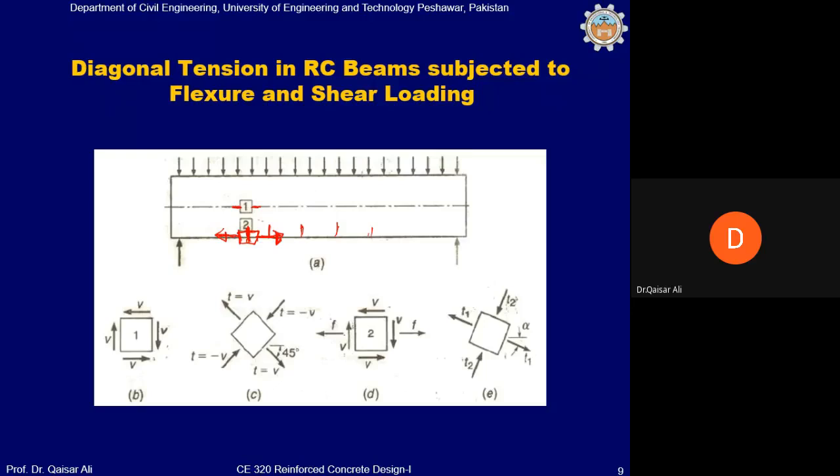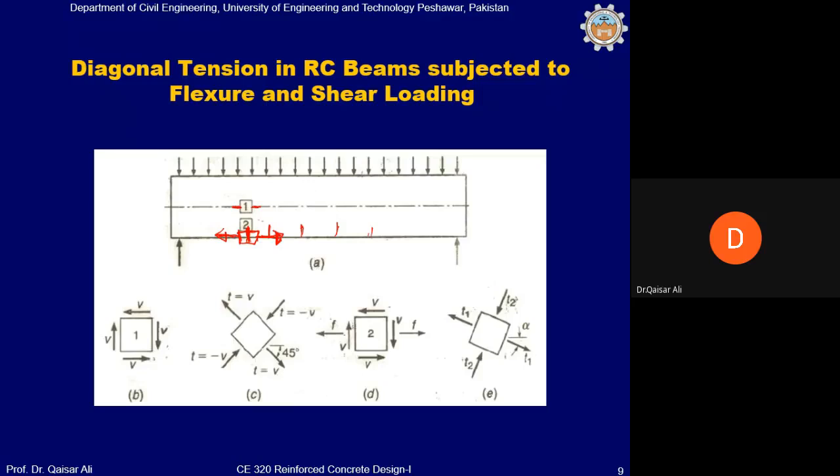If you transform the case of pure shear stresses on a Mohr circle, you will find that the principal tensile and compressive stresses will be equal to the shear stresses, but they will be oriented at an angle of 45 degrees. If you calculate the angle of the principal tensile stresses with the horizontal, the angle will be 45 degrees, and both tensile and compressive stresses will be equal to the shear stresses.